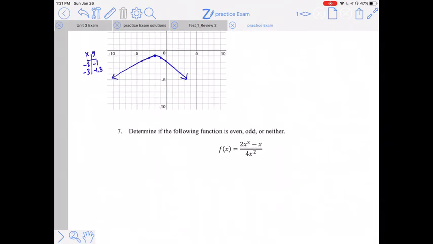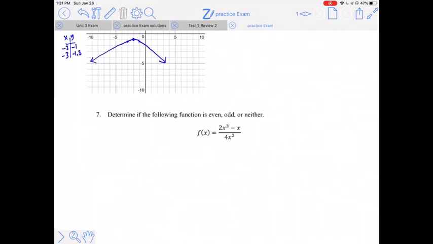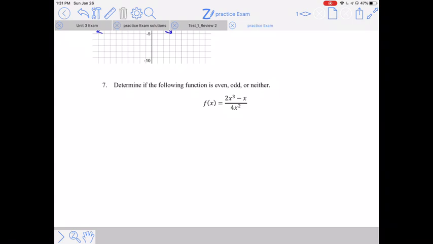Okay, question 7 is also a topic from section 2.6. Determine if the following function is even, odd, or neither. You would get no credit for just stating even or odd on this one and just guessing. You have to show how you know that it's even or odd or neither. And the only way to show that with the equation is to evaluate the function using the opposite of x.